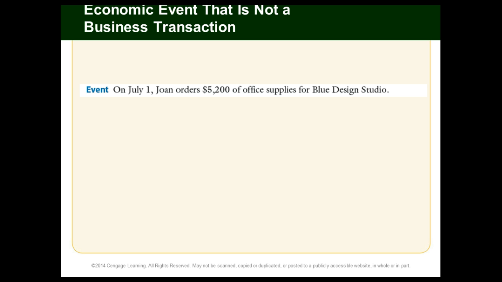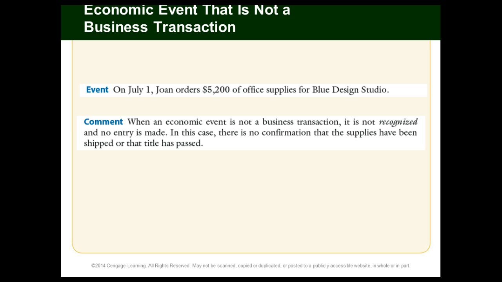Now, what about this one? On July 1st, Joan orders $5,200 of office supplies for Blue Design Studio. But we haven't gotten a bill yet, and we haven't received them yet. So when an economic event is not a business transaction, it doesn't get recognized. In this case, there's no confirmation the supplies have been shipped, that we've received them, or that title has passed. Just because we order something doesn't mean an economic event has happened. We haven't received an invoice, and we don't have the supplies. Make sense?